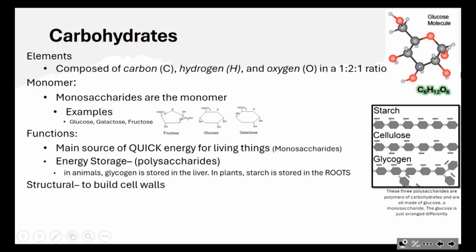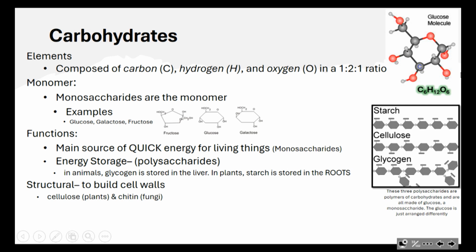Carbohydrates can also be used for a structural purpose. An example of this would be to build cell walls. Cellulose is very important. It makes up the cell walls in plants. That cellulose is also known as fiber. It helps keep you regular.